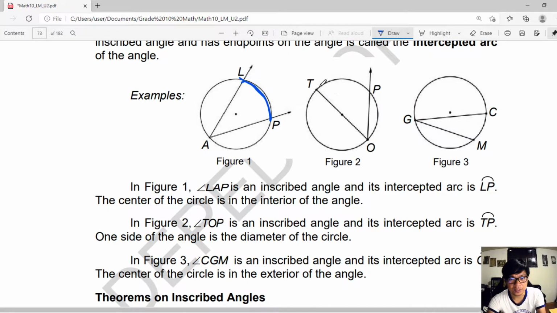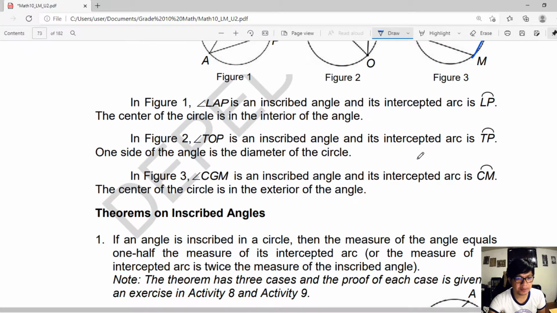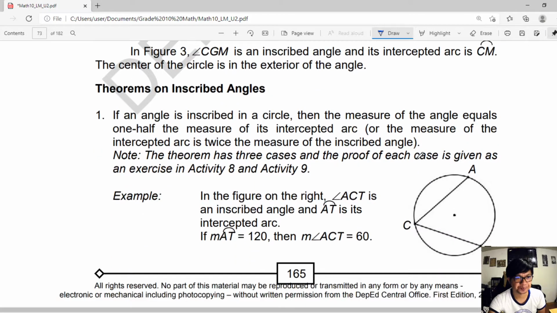In figure 2 naman, ang intercepted arc niya is arc PP. And for figure number 3, the intercepted arc here is arc CF. So those are the relationship between the inscribed angle and the intercepted arc. Now, let's proceed with the theorems on inscribed angles.